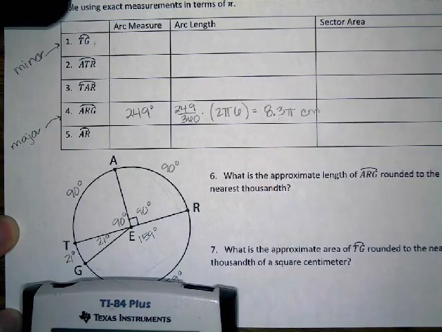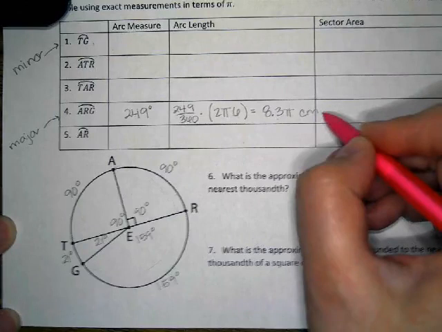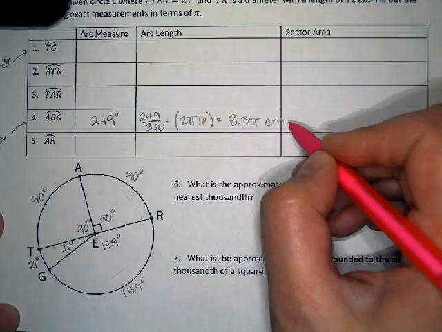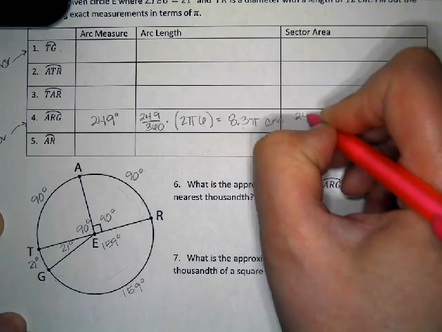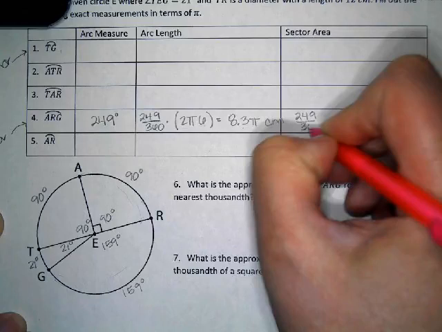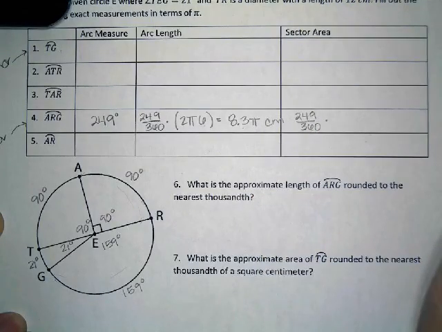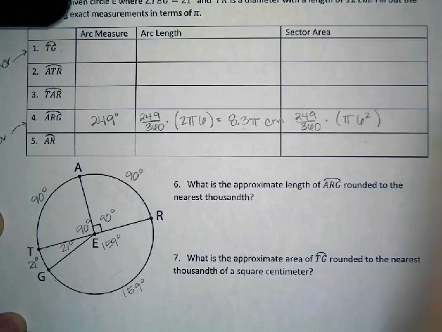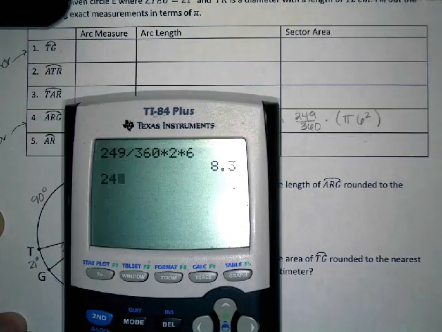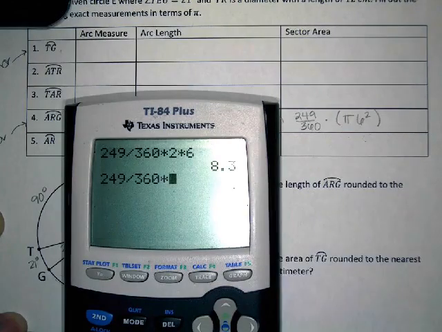All right, and then if we want to find the sector area, how do we do that? Okay, times pi r squared. Okay, we're going to do the same thing. So 249 over 360 times, we're not going to type in the pi. We're just going to do the r squared. And what do we get?